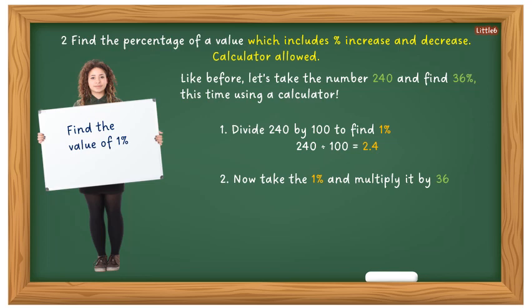Then you take that 1% and multiply it by 36 to find out what 36% is. It's very common in maths: if you understand the value of one thing, you can calculate anything. So in this case, the 1% has a value of 2.4, so you multiply it by 36, and that gives you 86.4. So 86.4 is 36% of 240. And that's how you do it with a calculator. Find the value of 1%.